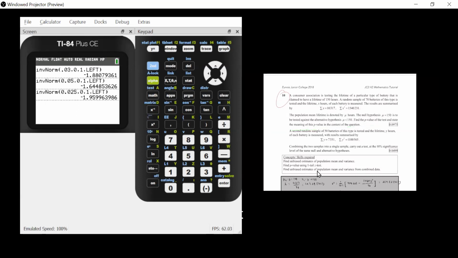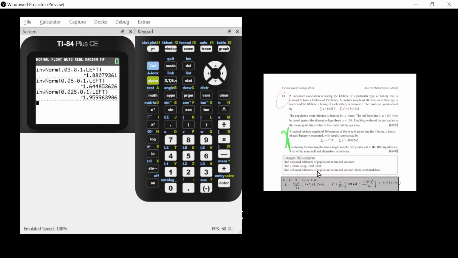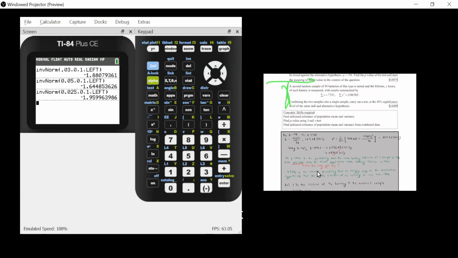Now you got a second random sample of 50 batteries of this type. The lifetime y hours of each battery is tested and summarized again. So of course you have to recalculate your unbiased estimate of the mean and variance. Then combining the two samples into one single sample, carry out a test at a 10% significance level of the same null and alternative hypothesis. Combining the two samples sounds very familiar, like something we did last lesson in sampling. We'll deal with it later. Let's focus on the first one.